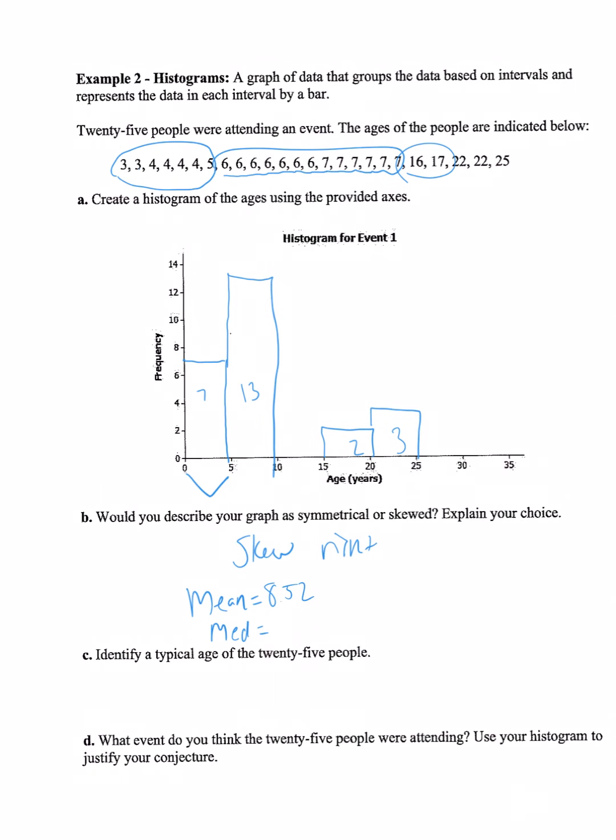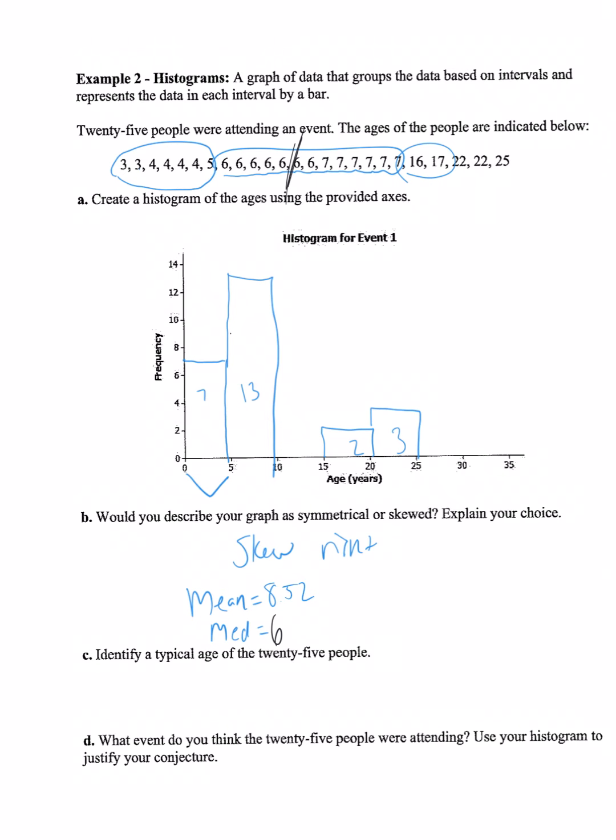My median is my middle number, and they are in order, so we've got to count halfway, which would be 12, right in between 12 and 13. 1, 2, 3, 4, 5, 6, 7, 8, 9, 10, 11, 12. There's my 12th number, so my median is 6. So those numbers are not equal, so I would say this is definitely a skewed data set.